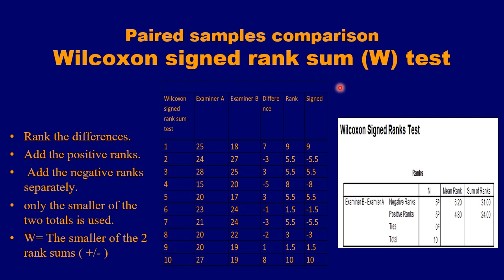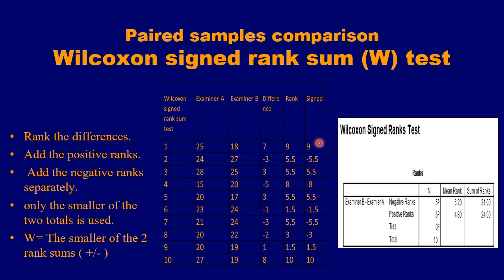So now back to the example. We have done all the necessary calculations. We found the differences between the two examiners, and we have ranked these differences from 10 to 1, and we have given the ranks their respective signs, either negative if examiner B has given the higher mark, or positive if examiner A has given the higher mark.